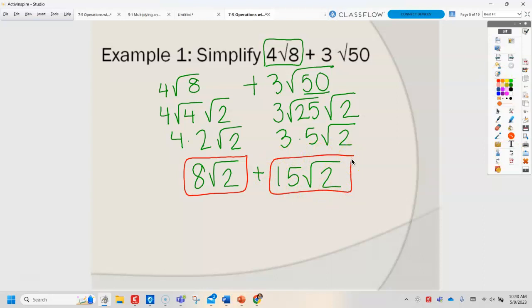Now, are 8 square roots of 2 and 15 square roots of 2 like terms? They are. So what we do is we add the outside numbers. It'd be like if I told you add 8x and 15x. You would just add 8 and 15 to give me 23x. So 8 square roots of 2 with 15 square roots of 2 becomes 23 square roots of 2.